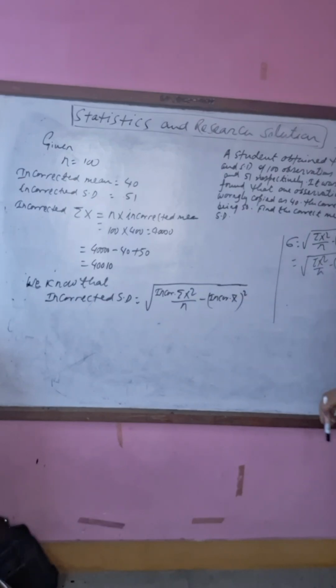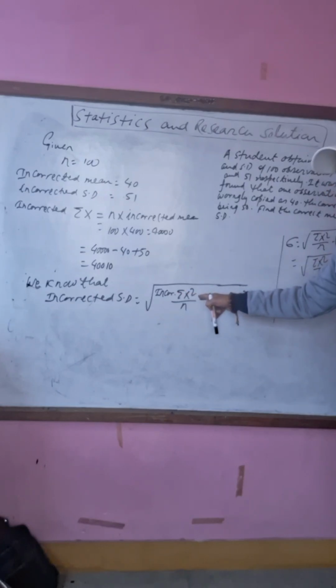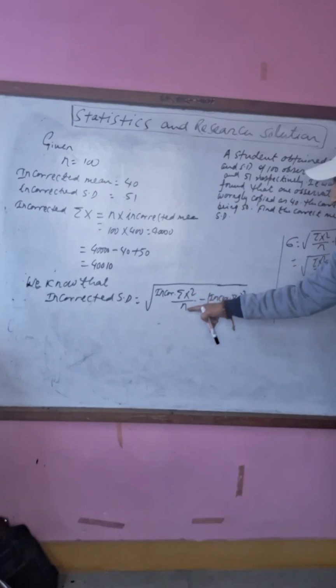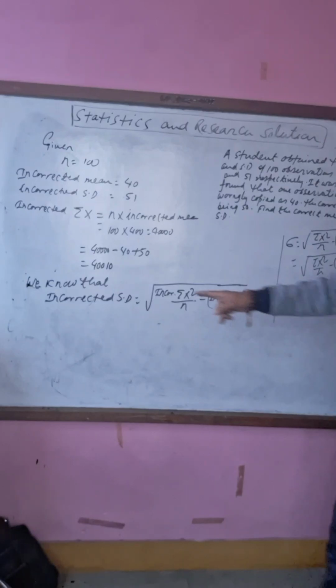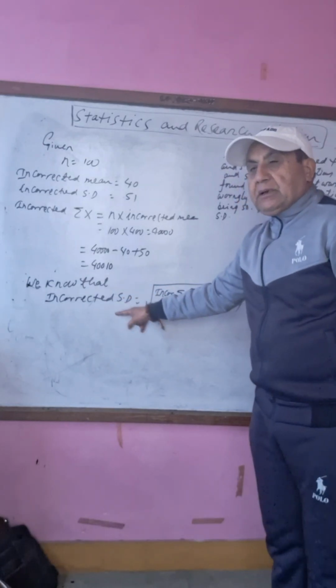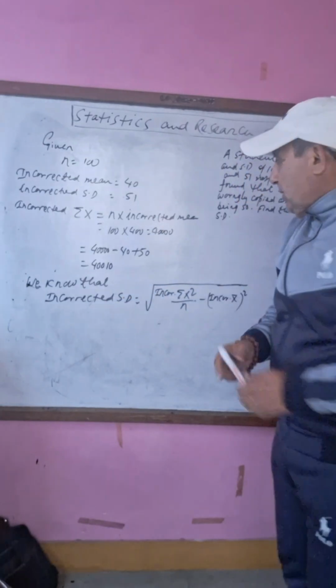Now, you put the incorrect value of this one. Here, this value is not given. Okay? We make a correction over this. This value is not given. N is given, incorrect x bar is given, and incorrect standard deviation is also given.